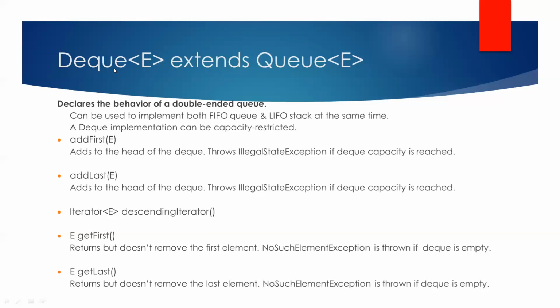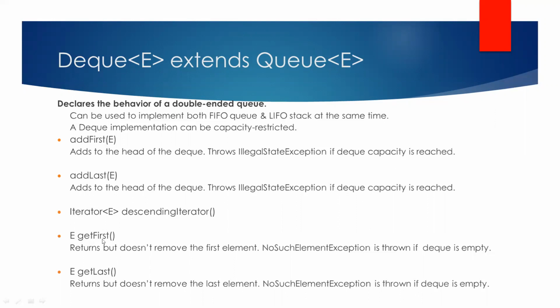And if the DQ is full, because we can implement the capacity restriction. Suppose you have decided that 10 elements should be in the DQ, and if you want to add any element into the DQ by using this method, then it will throw the illegal state exception. And if the DQ capacity is reached, addLast does the same thing. We want to add the element at the last position. It will again check the capacity, and if the DQ is full, then it will throw the illegal state exception.